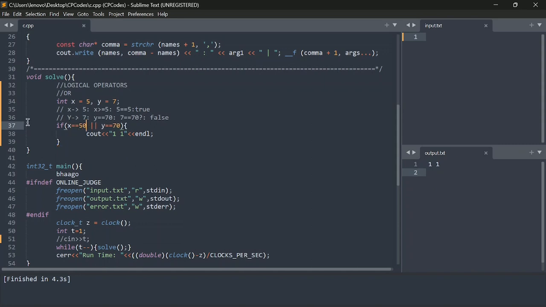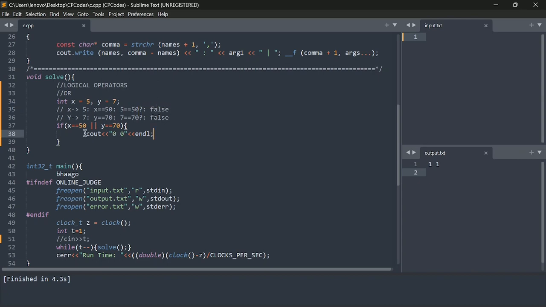So let's just add this. We know that the value of x is 5, but the condition we are checking is that x should be 50. But is 5 equal to 50? Obviously it's not.